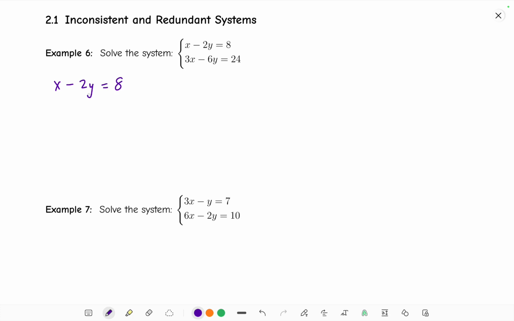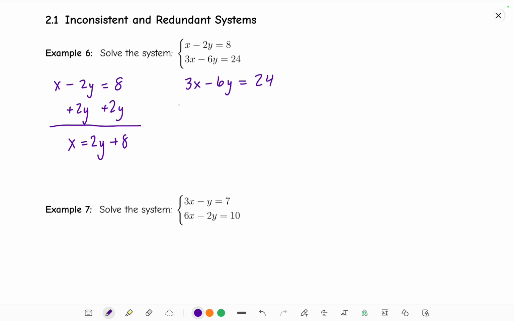If I try to solve for y, I would have to divide by 2, which might give me a fraction. If I solve for x, I don't divide by anything, so I shouldn't get any fractions. So that's why I'm choosing x. So I add 2y to both sides. We get x equals 2y plus 8. Now I substitute that into the other equation. So the other equation is 3x minus 6y equals 24.